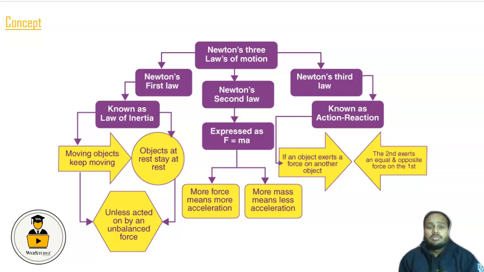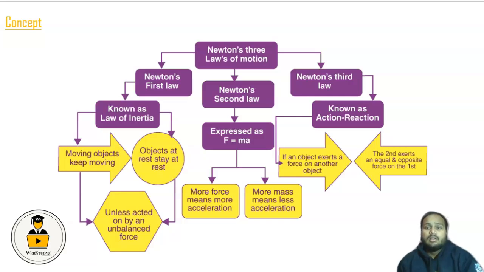So the first law, which is known as the law of inertia, says that a moving object will keep moving, as well as the objects which are at rest will stay at rest, until and unless we apply an unbalanced force. Fine. Similarly, if we look at the second law of motion, it is expressed that F is equal to ma, where F is force, m is mass and a is acceleration. It says that more force means more acceleration and more mass means less acceleration.